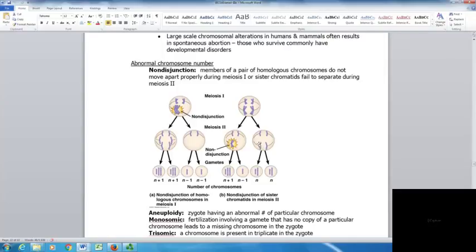The other place things can go wrong is in meiosis 2. So they go through meiosis 1, everything's normal. In meiosis 2, you have this non-disjunction. One of the gametes will have an extra, one will be short, and 2 will be normal.